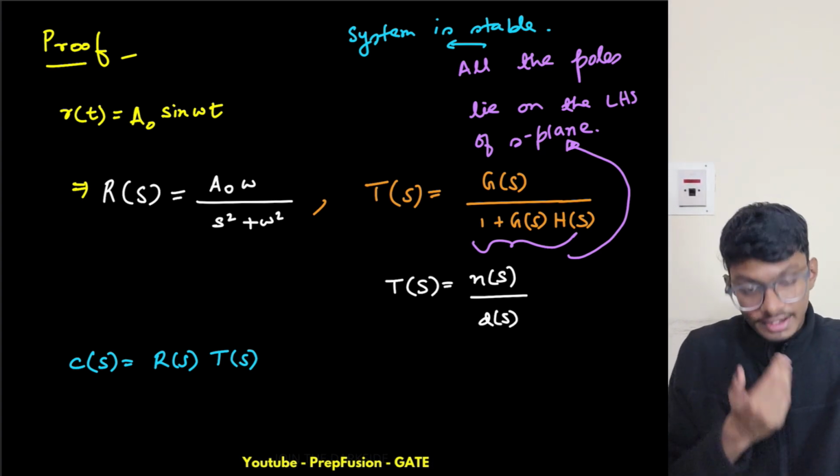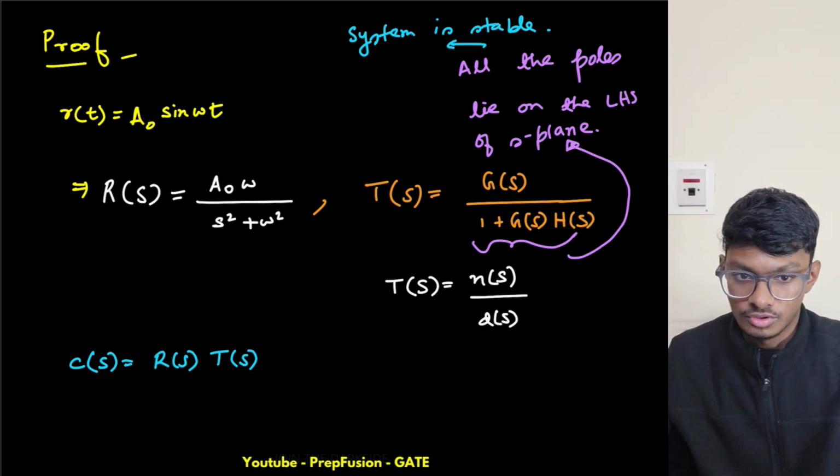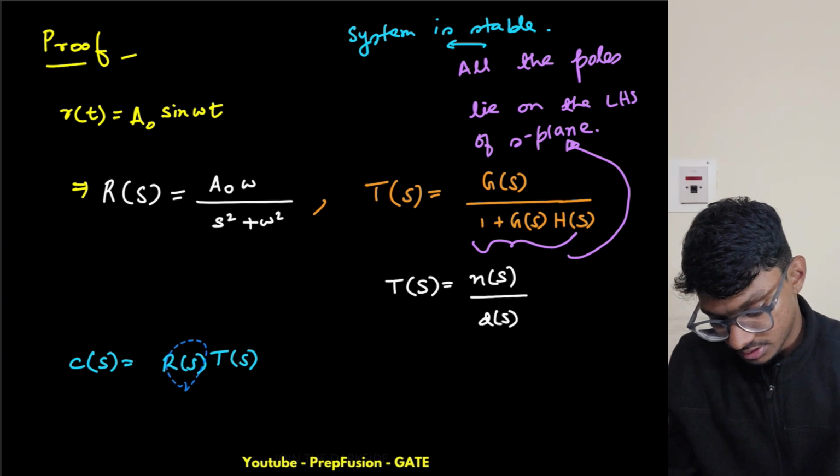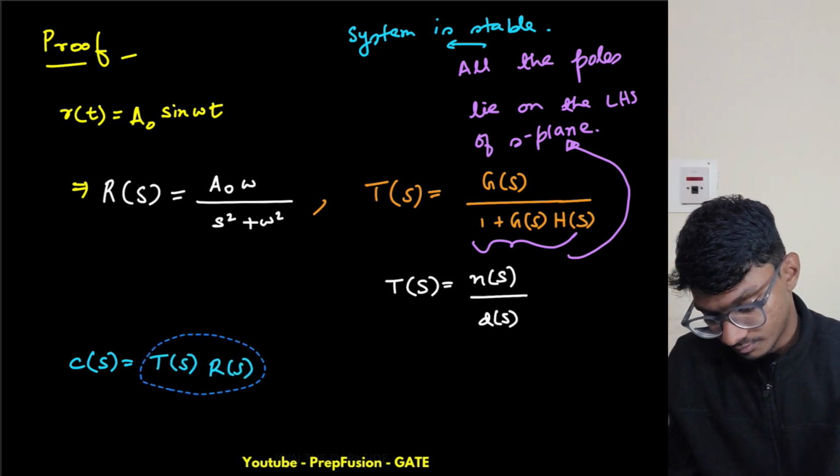So what I can do is further simplify this R of s and T of s. So what is T of s? Let me write this one later and let me write this one first.